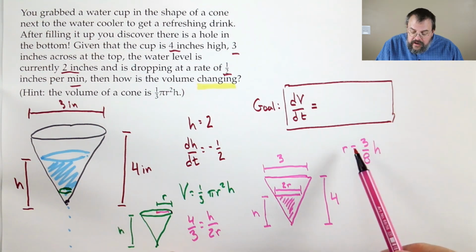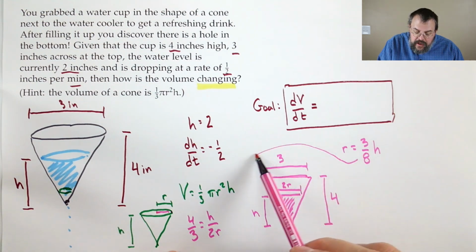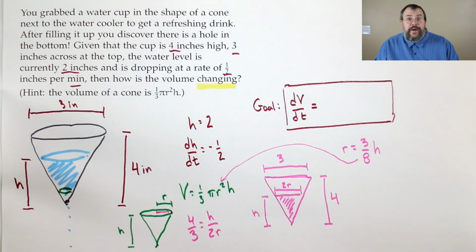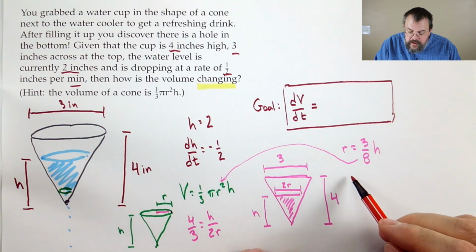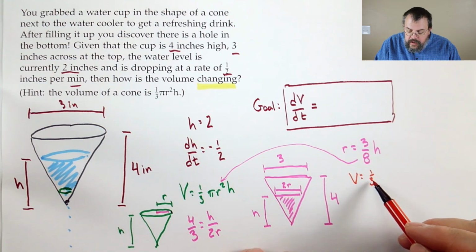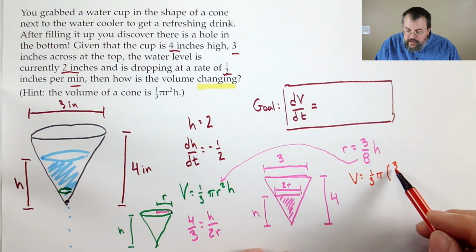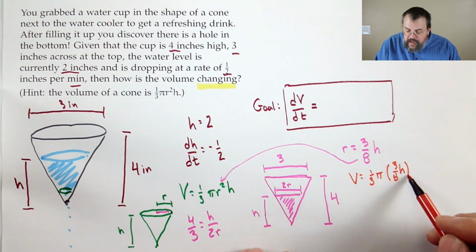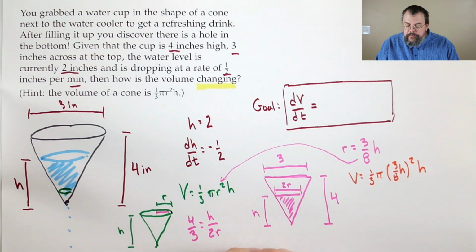Okay, so how do I use that? Well, what I can do is I can now take this information and plug it in to there. So we're going to update our volume. Well, what is that going to become? We're now going to have that our volume is equal to 1/3 pi times 3/8 h, squared, times h. So now what have we done? What we've done is reduced it down to two variables, v and h, where we know everything we need to know about h, and we're just after v.